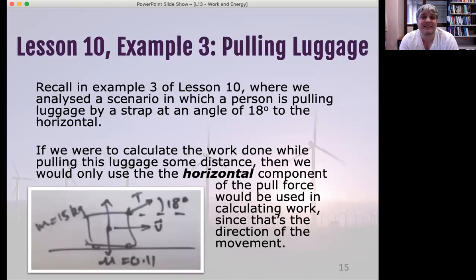In that case, you need to think about the force component parallel to the direction. For example, in lesson 10, example 3, we talked about pulling luggage along a floor. We were using a strap that was at an angle of 18 degrees to the horizontal. So the force we were applying to the object was actually not horizontal, but the resulting motion was horizontal. In that case, to calculate the work done on the luggage by the person, you would need to only use the horizontal component of the force. So it's the horizontal component times that distance in that direction. Sorry, I shouldn't say horizontal component. In this example, it's the horizontal component because the motion is horizontal, but it's the component of force that is in the direction of the motion of the object. That is what the work needs.